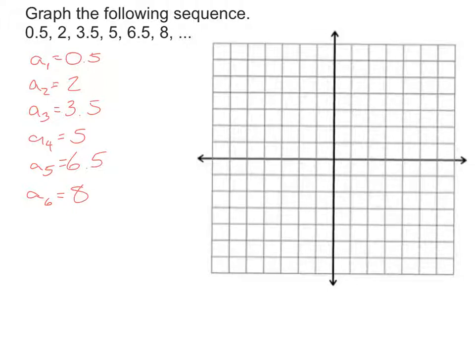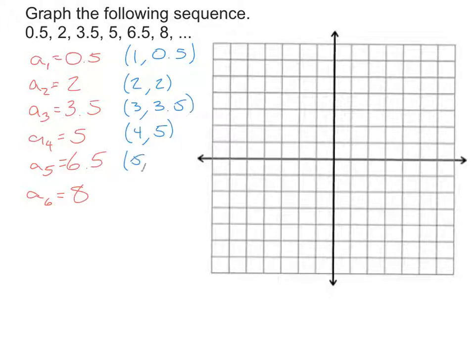So we essentially have 6 ordered pairs here. My first ordered pair will be 1, 0.5. My second ordered pair, 2, 2. Then 3, 3.5. And so on. So there's 4, 5, 5, 6.5, and 6, 8. So to put them on the coordinate plane, 1, 0.5 goes there. Here's 2, 2, 3, 3.5, 4, 5, 5, 6.5, and 6, 8 is going to be up here.